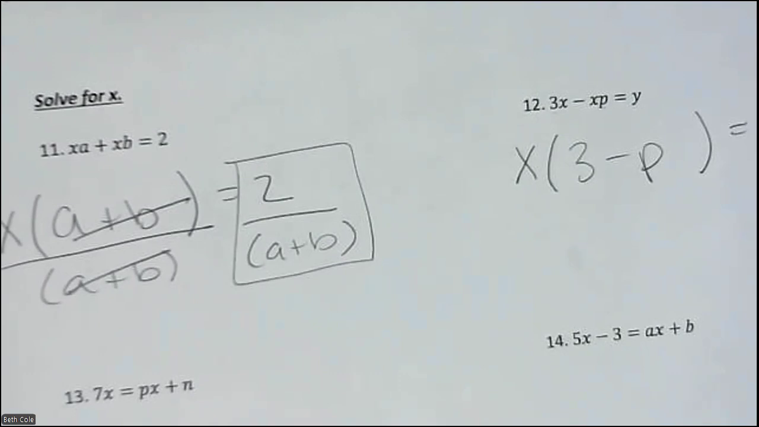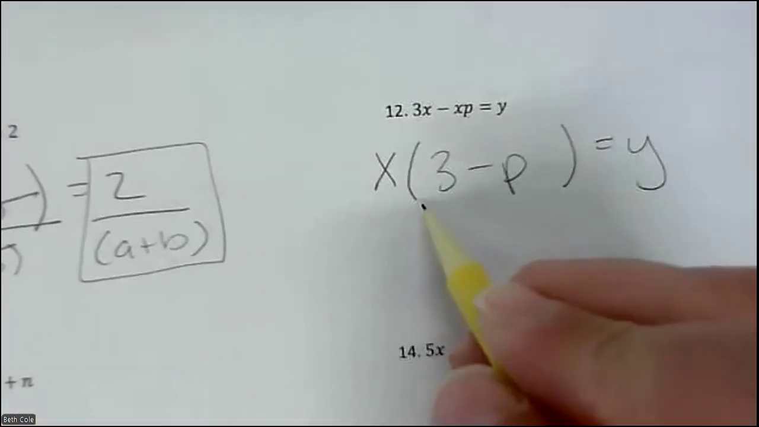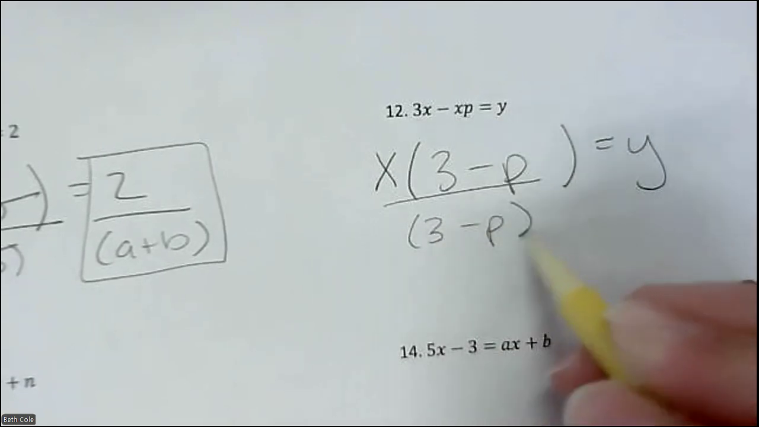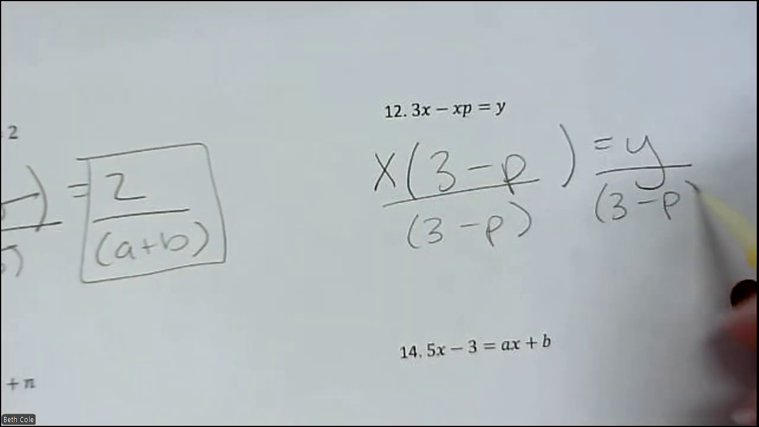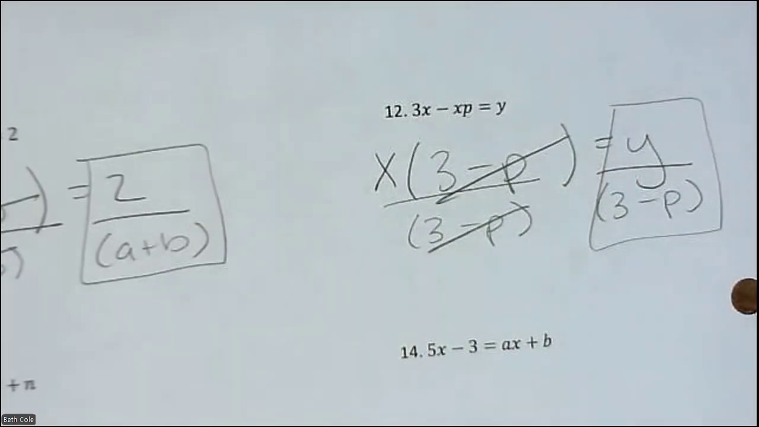Basically, like alphabet soup here. Then your last step to get the x by itself, you're going to divide by the 3 minus p. X is now alone. You can rewrite it if you want to, but it's not really necessary. That's your answer. Okay? Are you guys okay back there? Just checking on my quiet people.